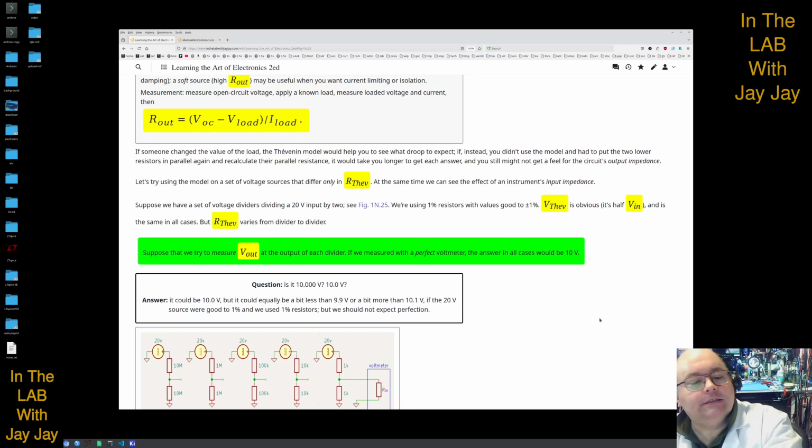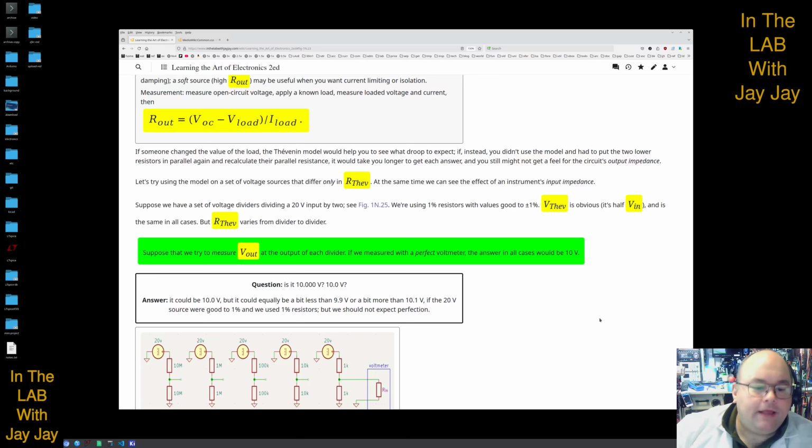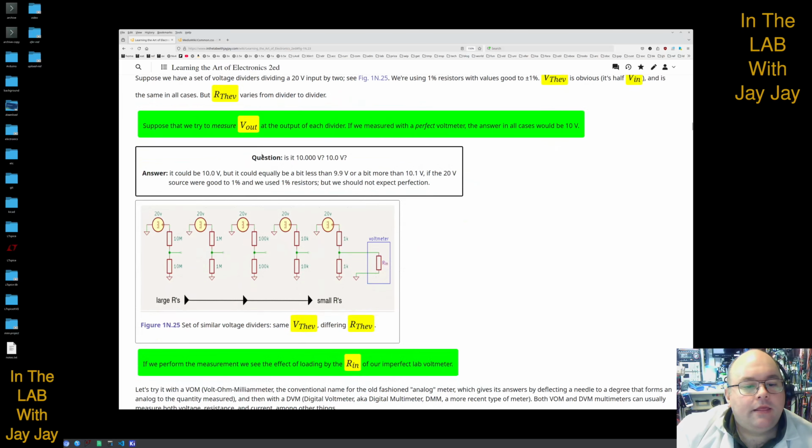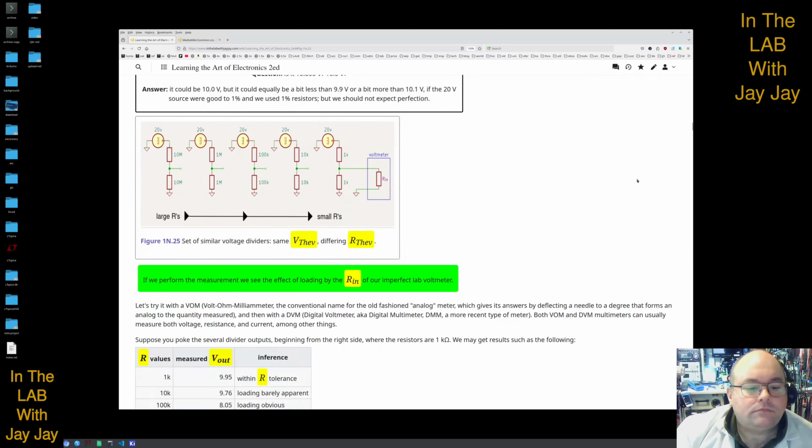All right. Suppose that we try to measure V out at the output of each divider. If we measured with a perfect voltmeter, the answer would be 10 volts. And then they asked the question, is it 10.000 volts or 10.0 volts? And the answer is it could be 10.0 volts, but it could equally be a bit less than 9.9 volts or a bit more than 10.1 volts. If the 20 volt source were good to 1% and we use 1% resistors, we should not expect perfection.